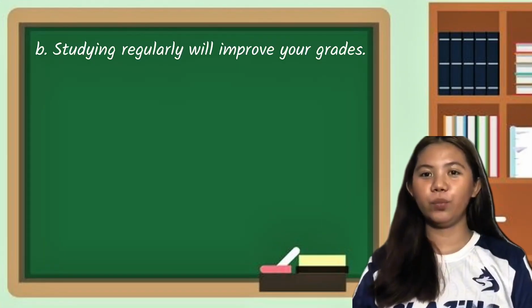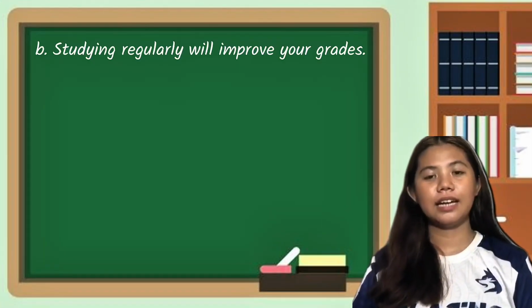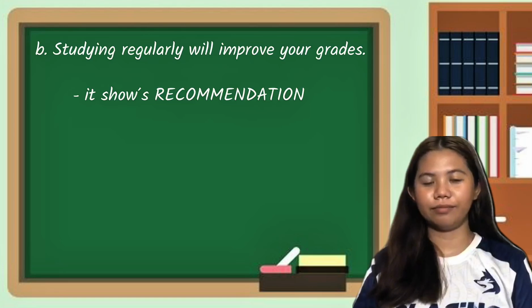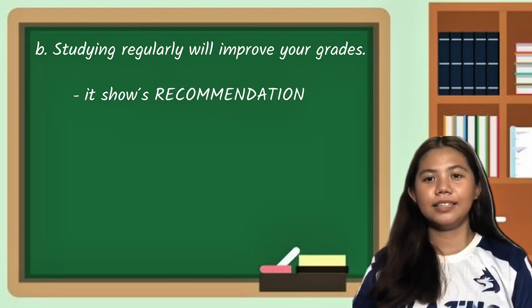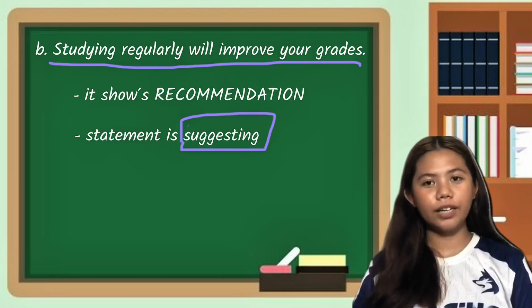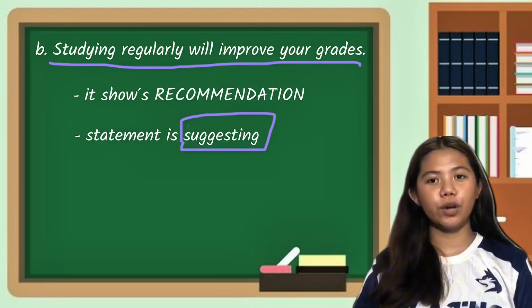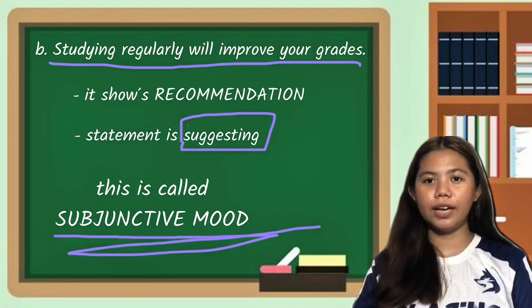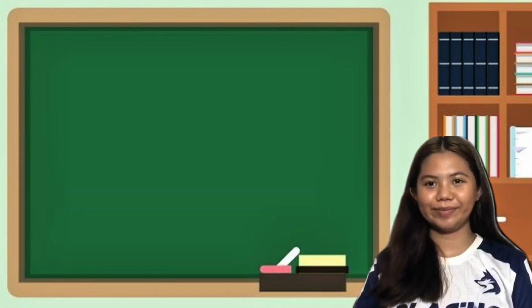Studying regularly will improve your grades. This is another example of subjunctive mood, which shows a recommendation. Basically, this statement suggests that studying regularly is a good idea because it leads to improved grades. You can see this is called a subjunctive mood.